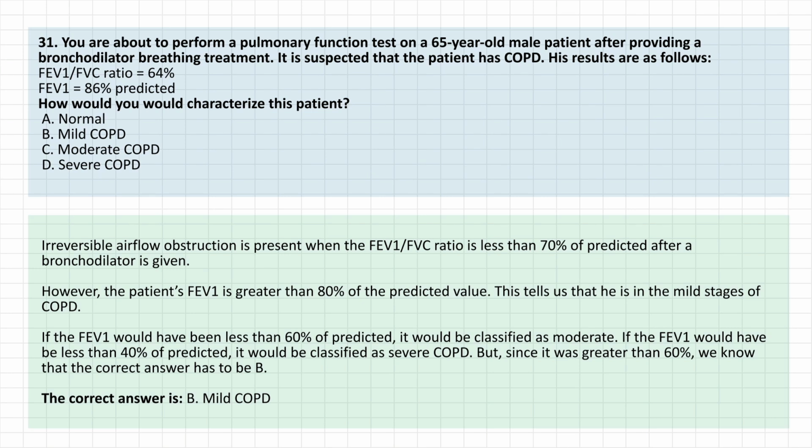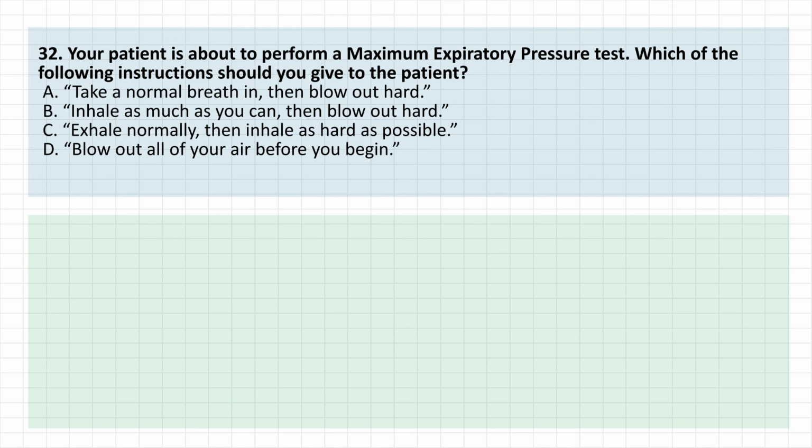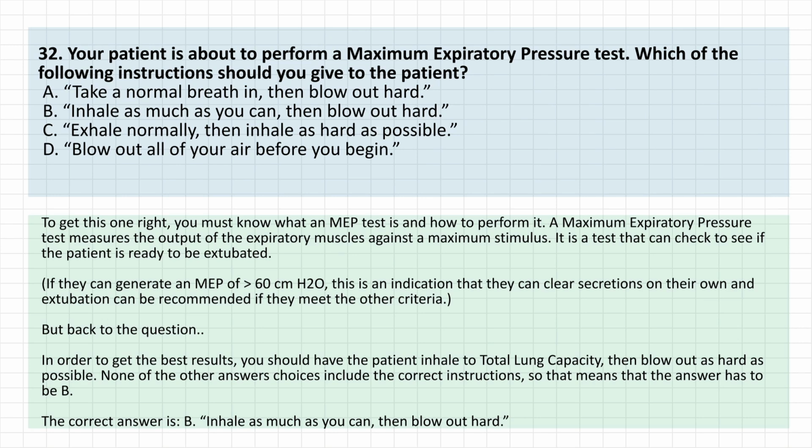Mild COPD. 32. Your patient is about to perform a maximum expiratory pressure test. Which of the following instructions should you give to the patient? A. Take a normal breath in, then blow out hard. B. Inhale as much as you can, then blow out hard. C. Exhale normally, then inhale as hard as possible. D. Blow out all of your air before you begin. The correct answer is B. Inhale as much as you can, then blow out hard.